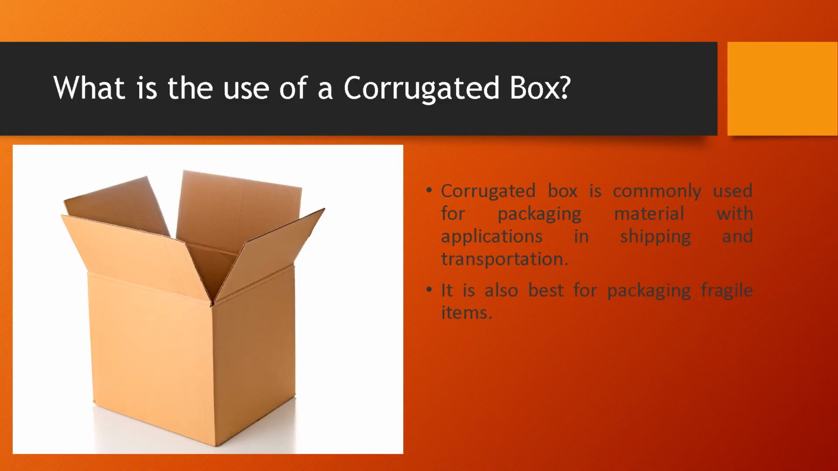Good day. So we'll be doing a presentation about the manufacturing process of the corrugated boxes. So what is the use of a corrugated box? A corrugated box is commonly used for packaging material with applications in shipping and transportation. It is also best for packaging fragile items.